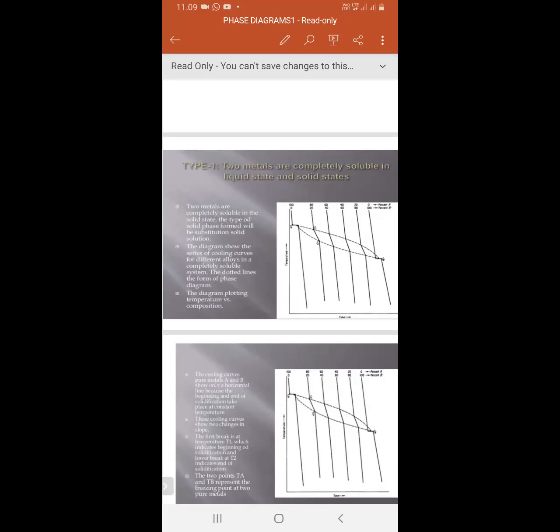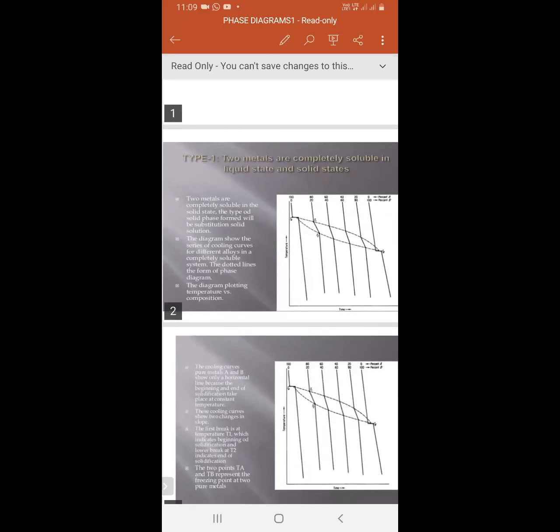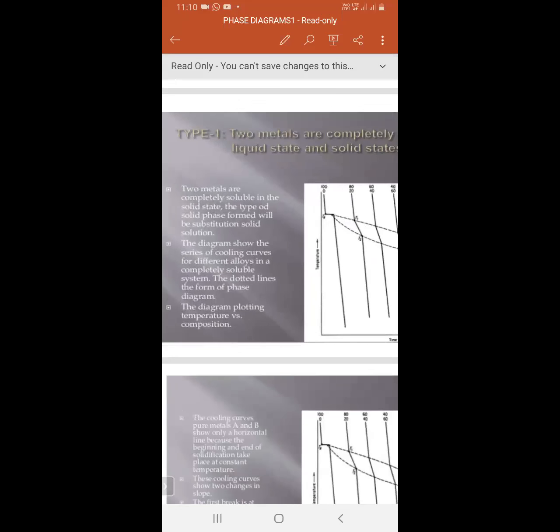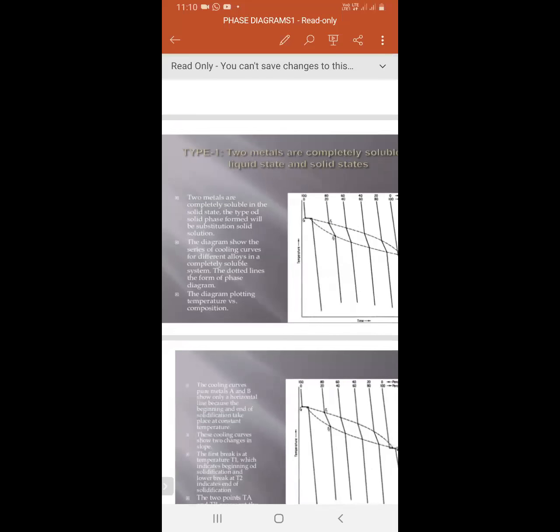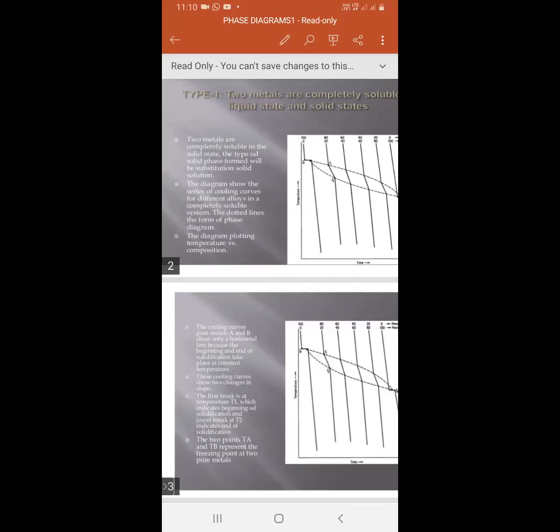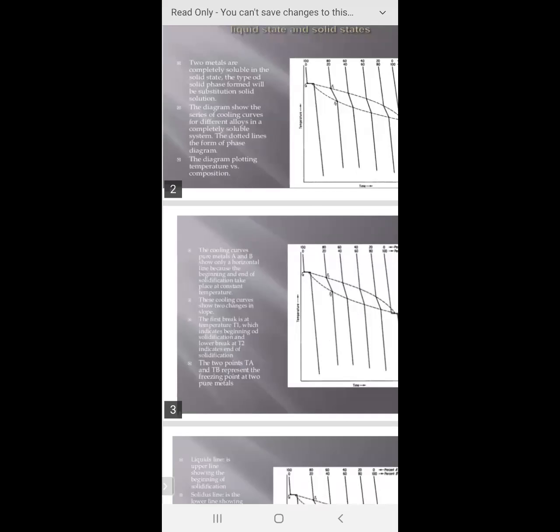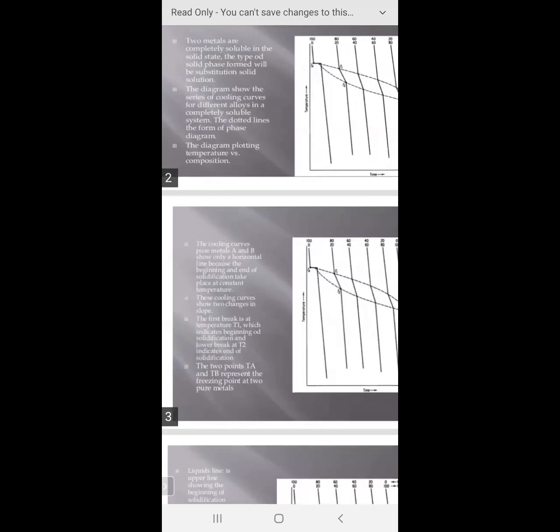The diagram shows a series of cooling curves for different alloys in a completely soluble system. The dotted lines form the phase diagram. The phase diagram is plotted between temperature and composition. Above that you see the numbers, that is the composition. See here the cooling curves.